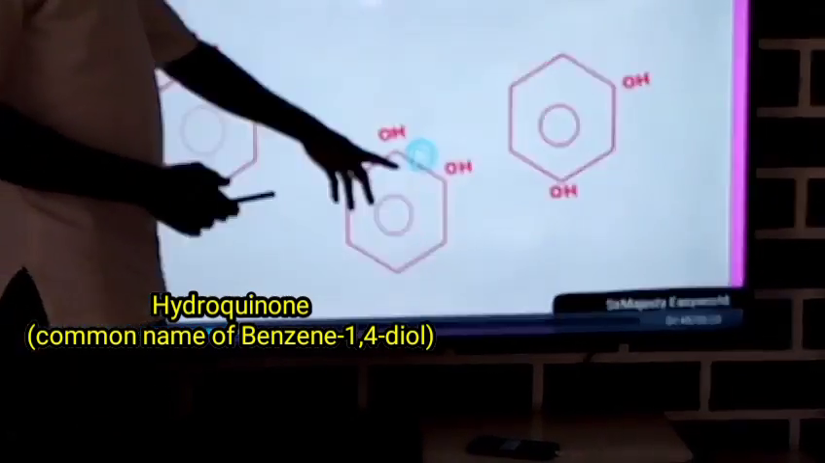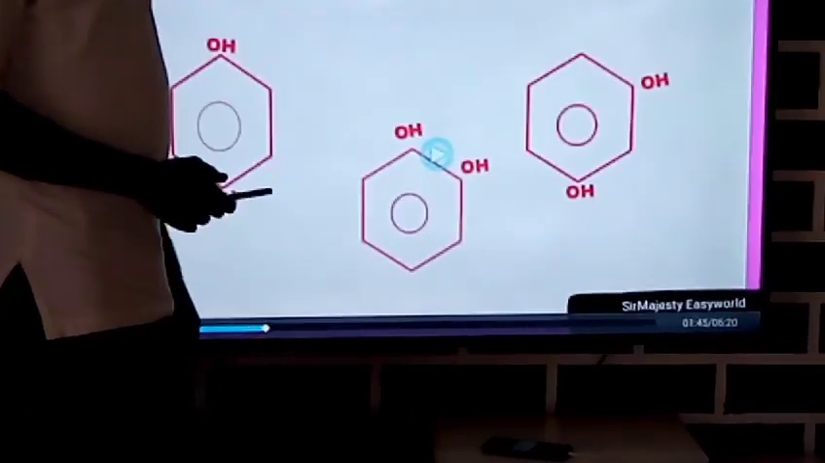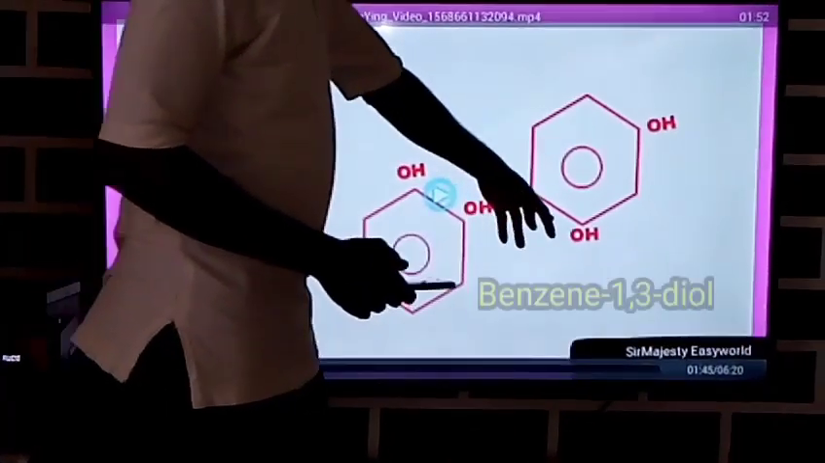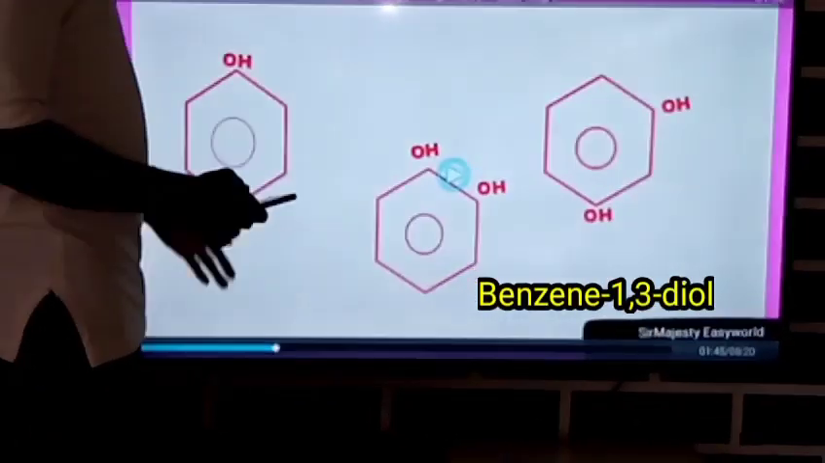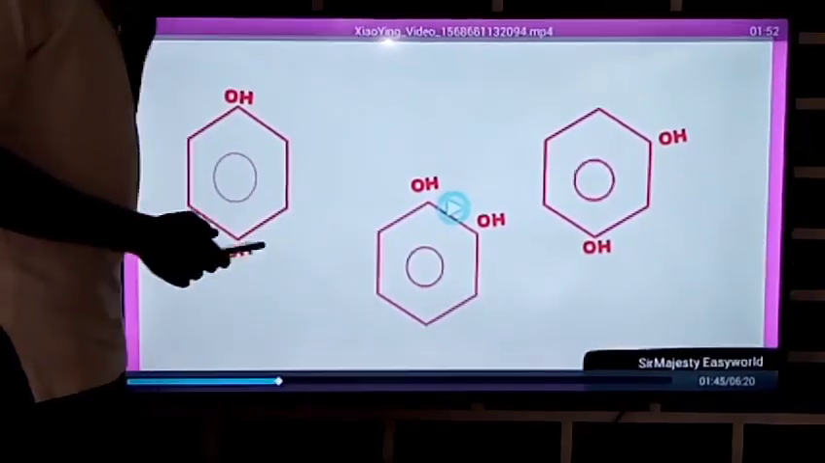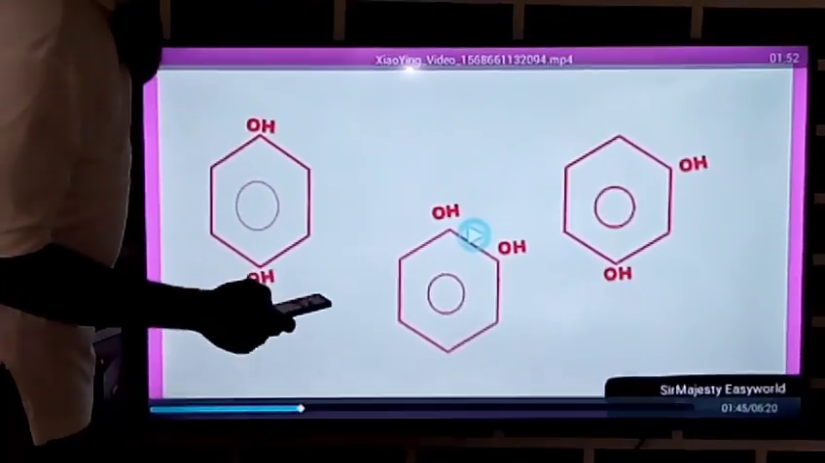Okay, this one is O-dihydroxybenzene, while this one is M-dihydroxybenzene. P-dihydroxybenzene, O-dihydroxybenzene, and M-dihydroxybenzene.